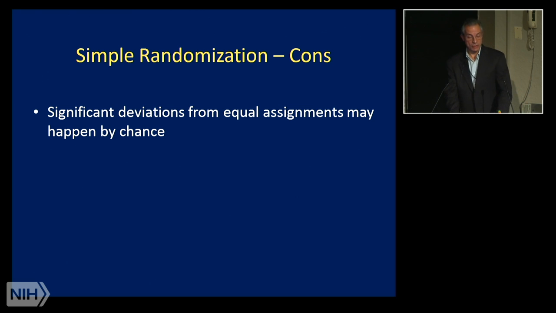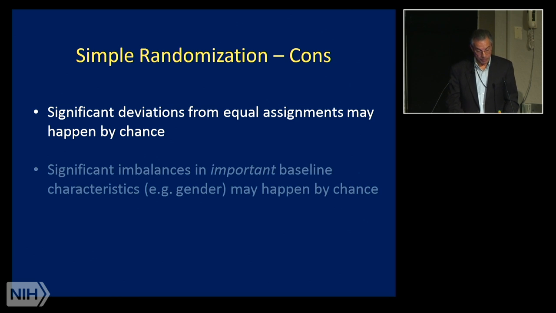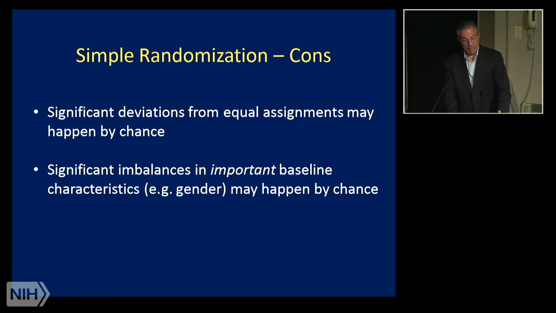What are the cons? What are the disadvantages? There could be significant deviations from equal assignments, and that could happen by chance. So you could have different numbers in those 2 treatment groups, and I'll show you an illustration of that. And there could be significant imbalances in important baseline characteristics like gender, and those may happen by chance.